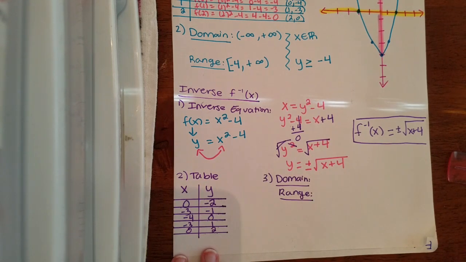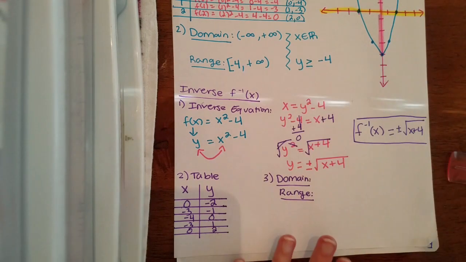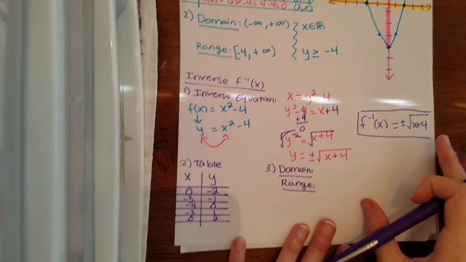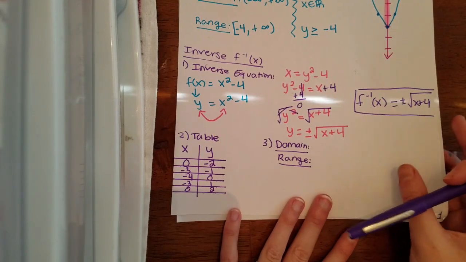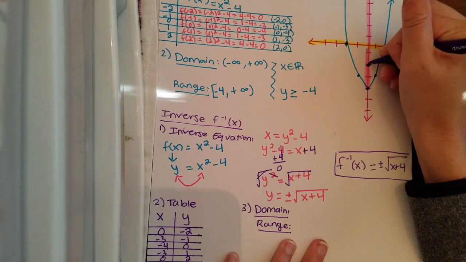Alright, so let's get these points plotted. And technically, before we even graph it, well, we'll talk about domain and range in just a second. So let's get these points plotted. My first point is at 0, -2. So 0, -2, right there.